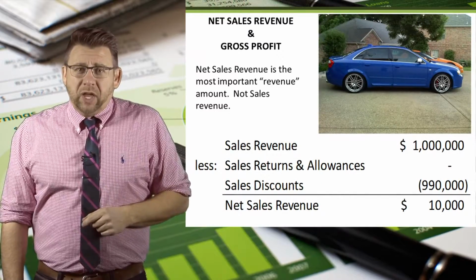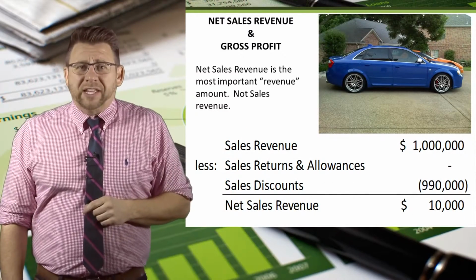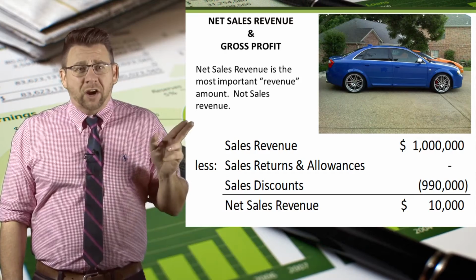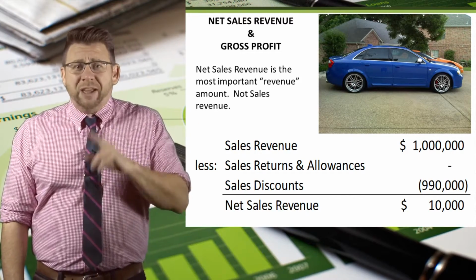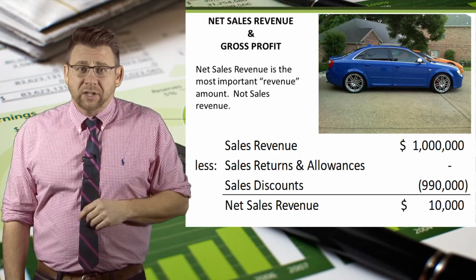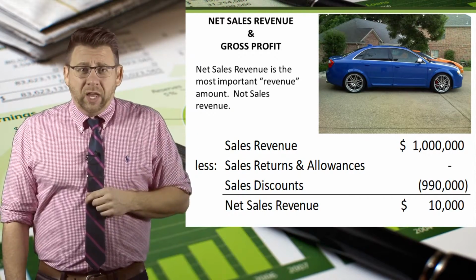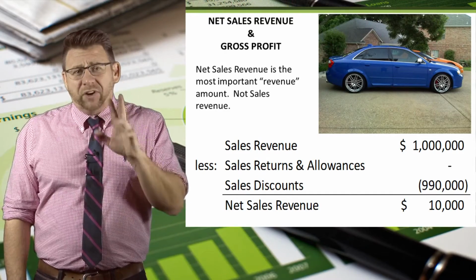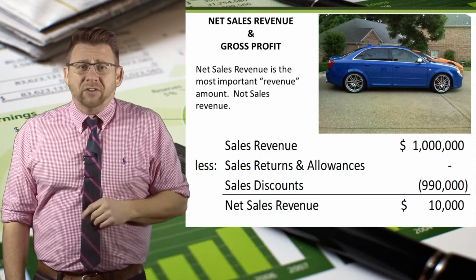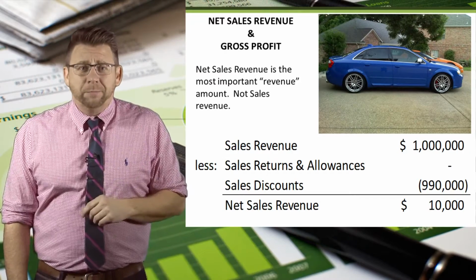Here's an example. A few years ago, I sold my Audi S4. It was a sweet car and, as you can see from the photo, pretty awesome looking. So I figured I'd sell it for $1 million. I mean, look at it, it's cool. Unfortunately, no one else thought it was as cool as I did. So I offered a $990,000 discount and sold it right away.